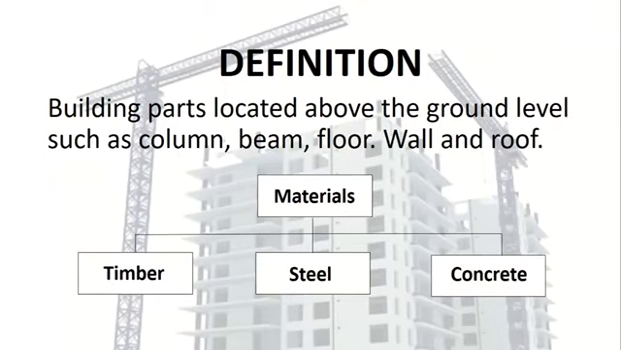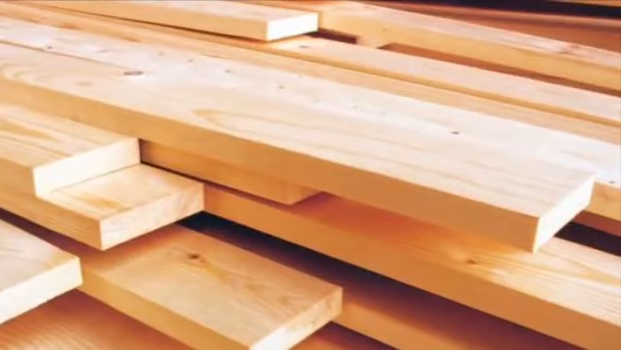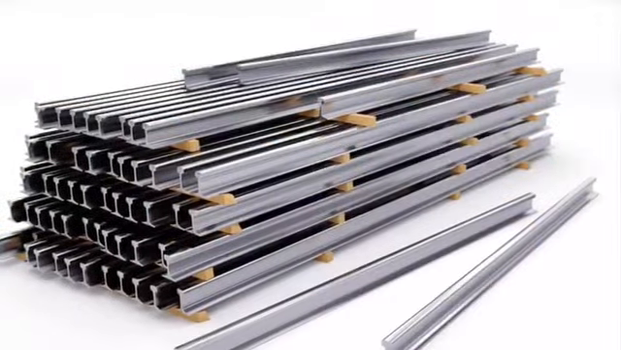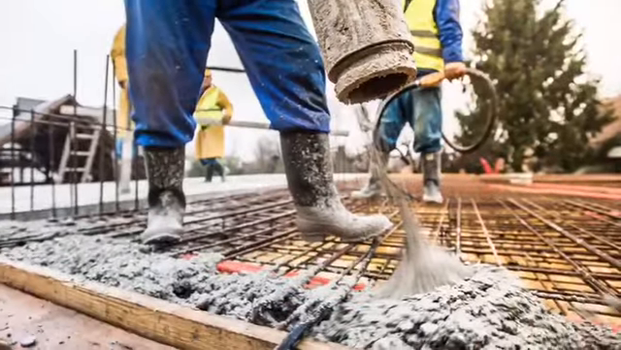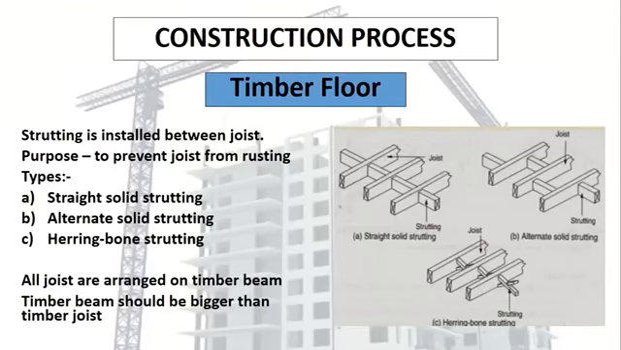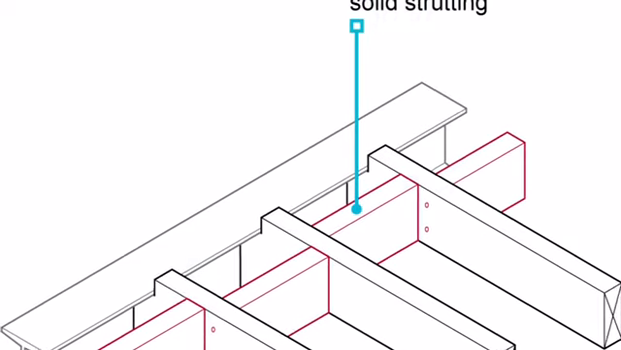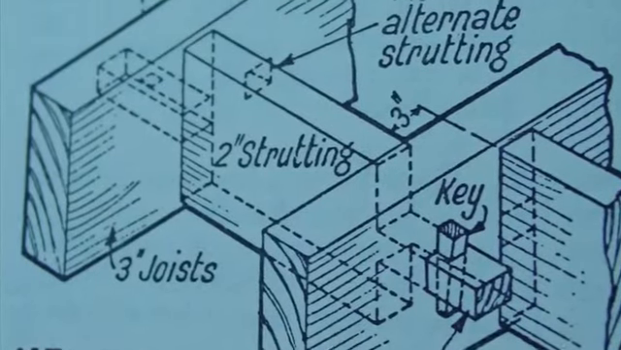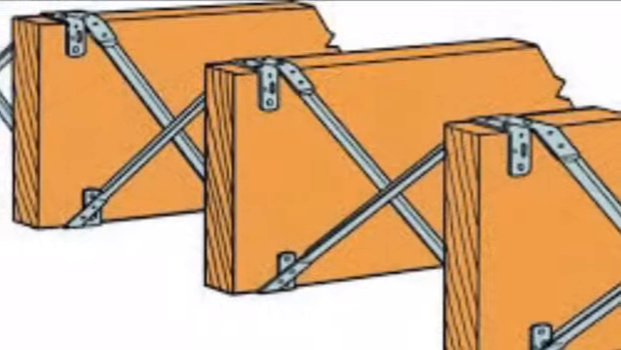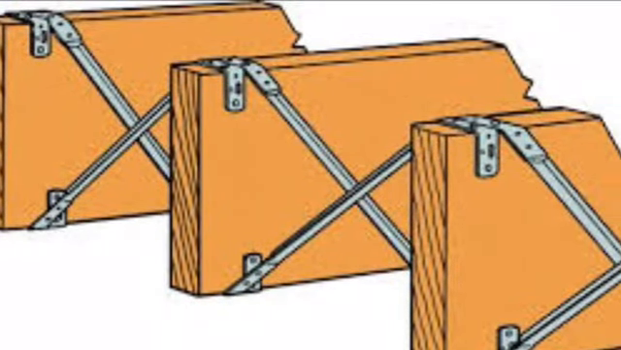Its materials are timber, steel, and concrete. Construction process for timber floor. Strutting is installed between joists. The purpose is to prevent joists from rusting. Types of timber floor. Straight solid strutting. Alternate solid strutting. Herringbone strutting.